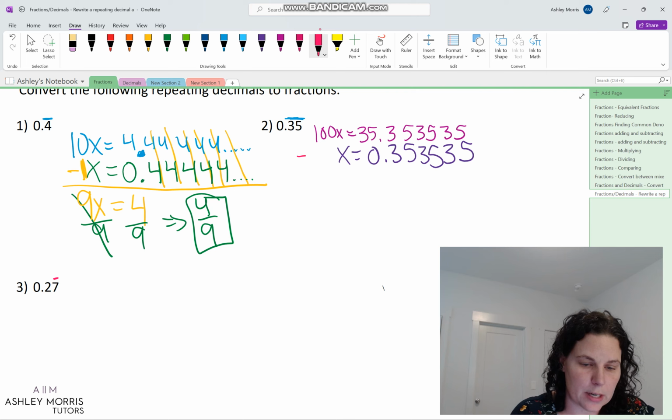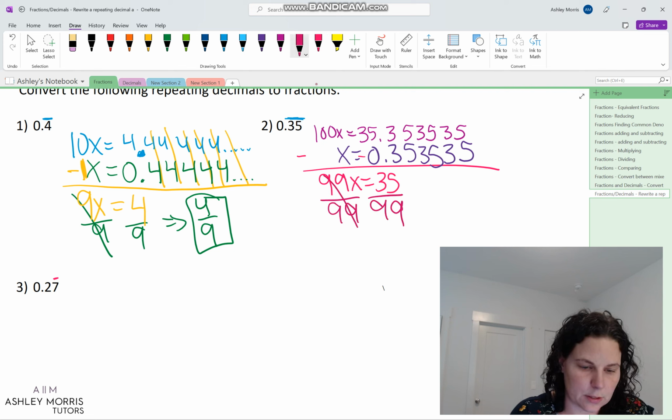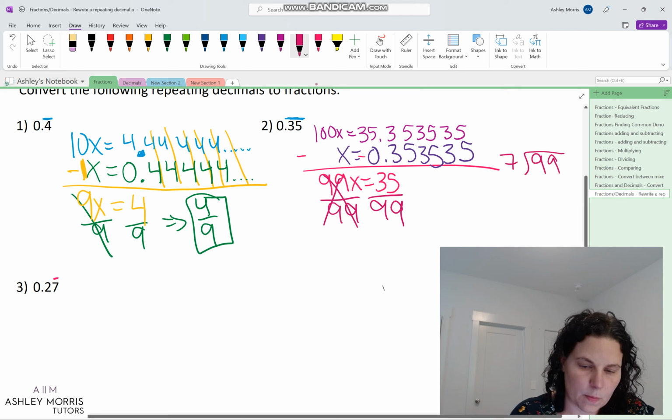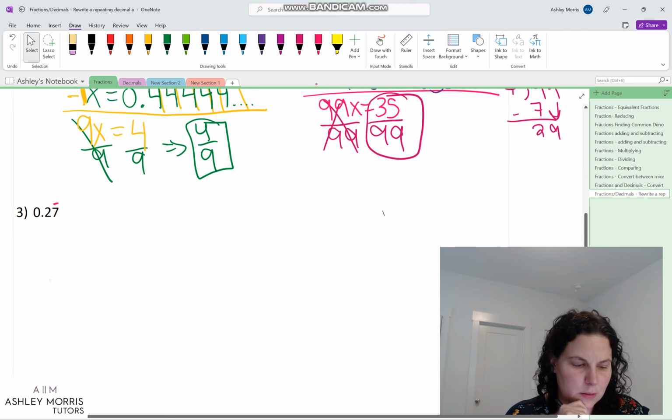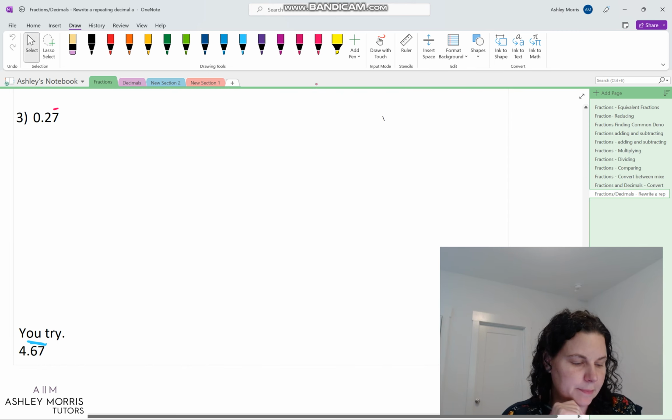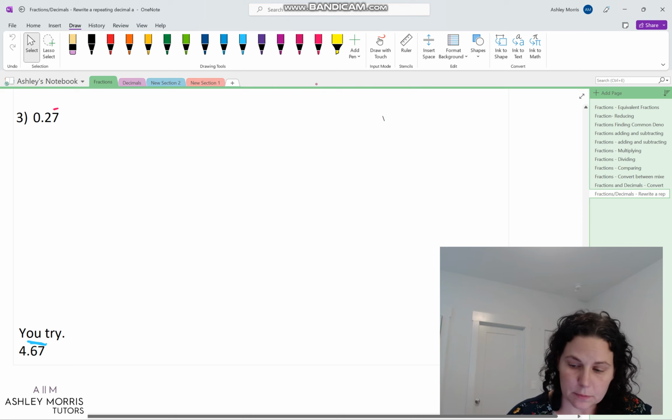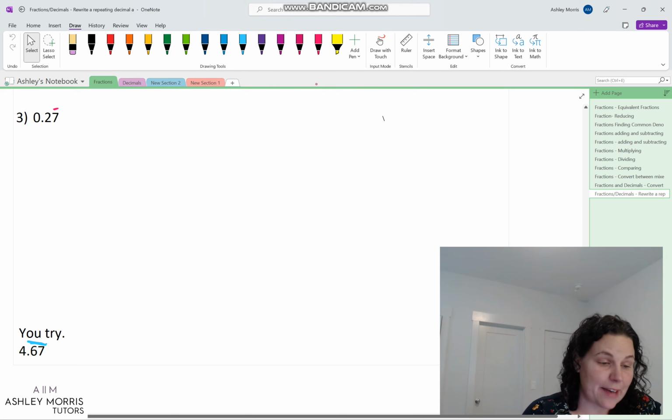Now we're going to subtract both sides. And that's going to give me 99x equals 35. Divide by 99. Well, that doesn't really look all that different, does it? And does 99 divide by 7? It does not. So then there's our answer. Reduce if you can. I don't think many of these will, but it's always worth a shot. Okay, so for this one, the 7 repeats.